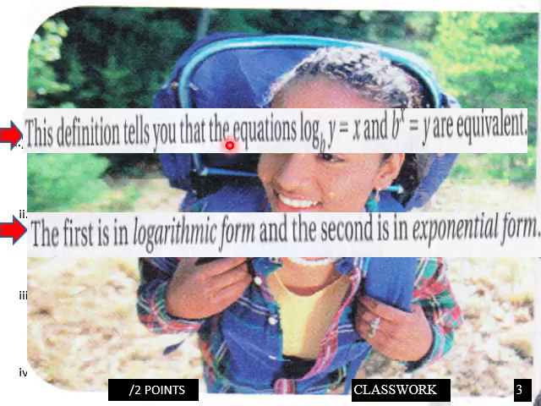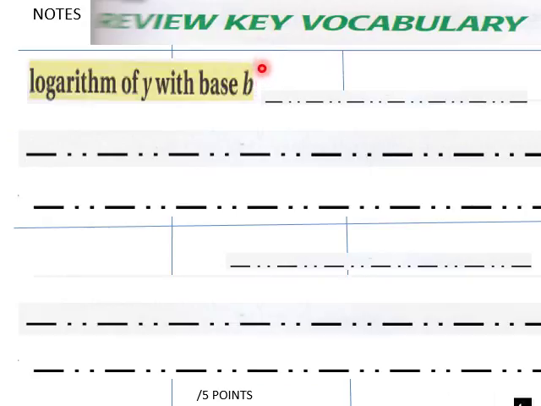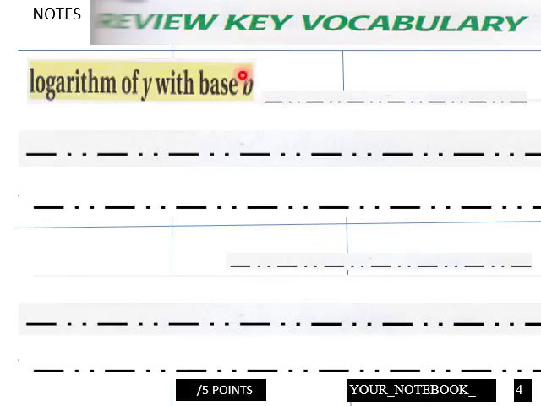The definition tells you that the equations log base b of y equals x and b to the x equals y are equivalent. The first is in logarithmic form, and the second is in exponential form. So these are inverses of each other. Okay, students, define logarithm of y with base b in your own words.